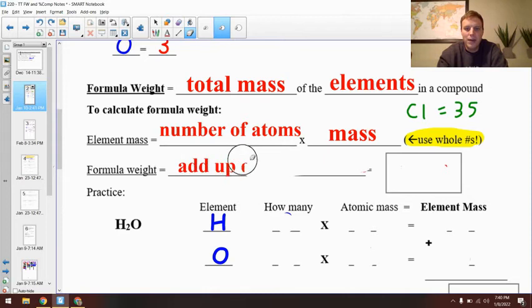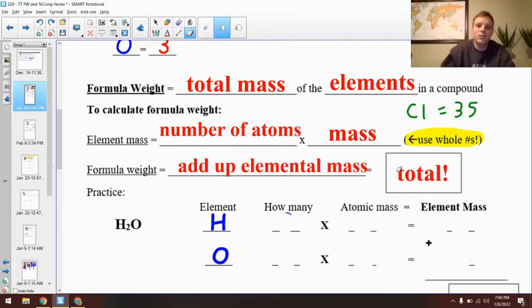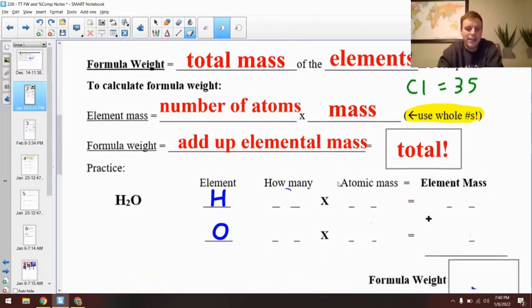Now, formula weight is when we're going to add up all the element masses into one total pot. All the element masses in one total pot. You may be a little confused by what I'm saying here, but let's just do a couple example problems and I think you'll get the hang of it.